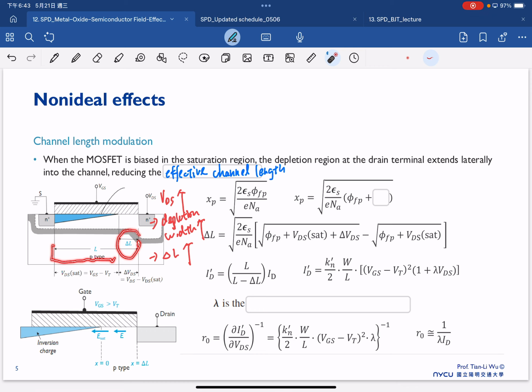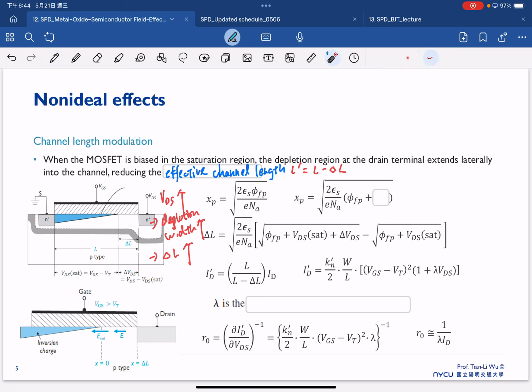So that's how the sentence described here: the depletion region at the drain terminal extends laterally into the channel, in the end reducing the effective channel length, which is our original L minus delta L, giving L prime. So that's our effective channel length. The conclusion is that the effective channel length reduction will lead to an increase of the current here.